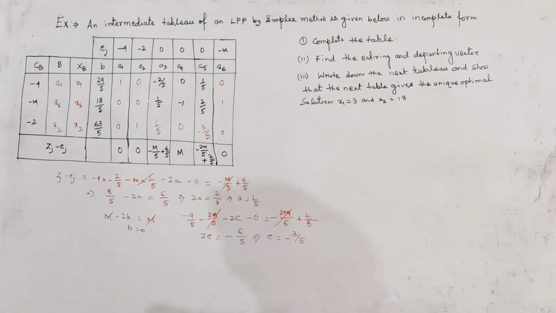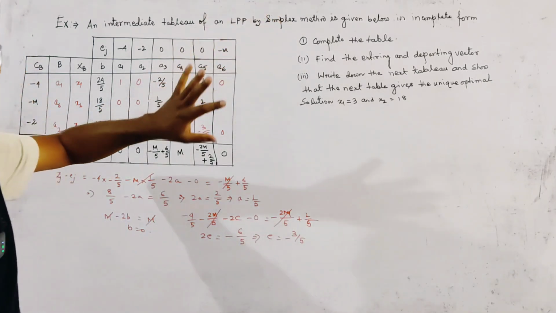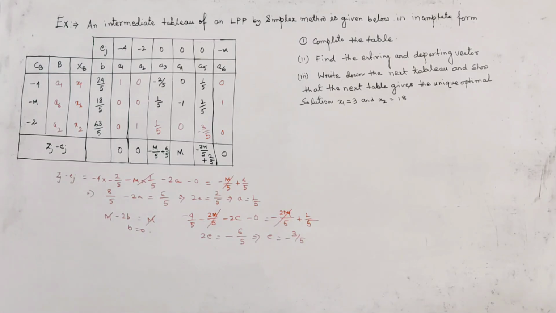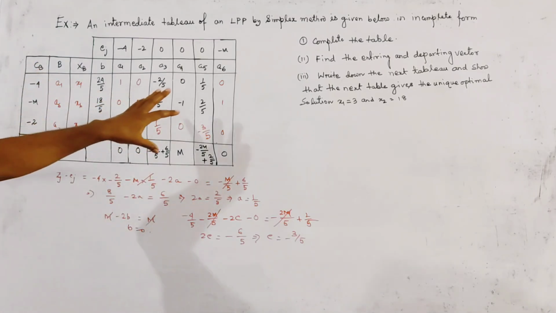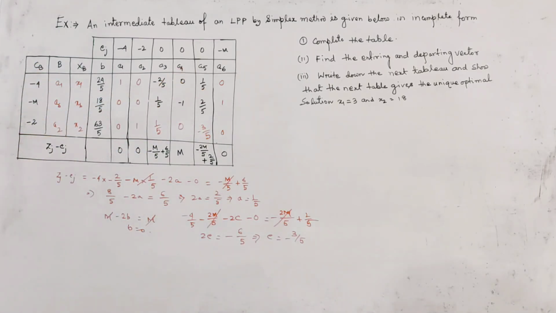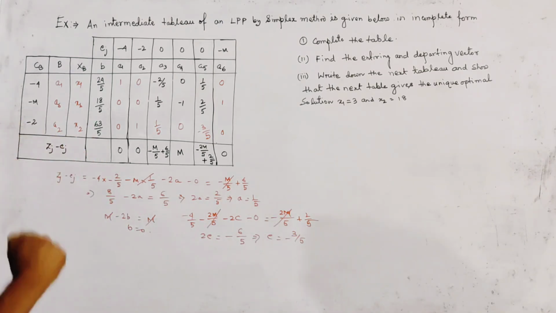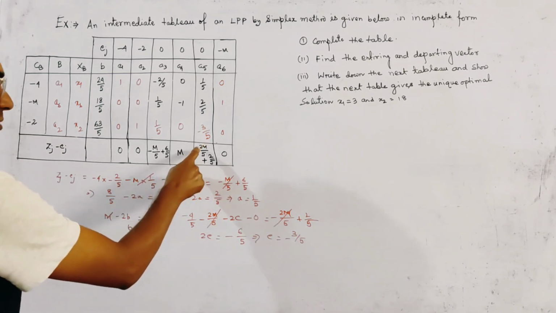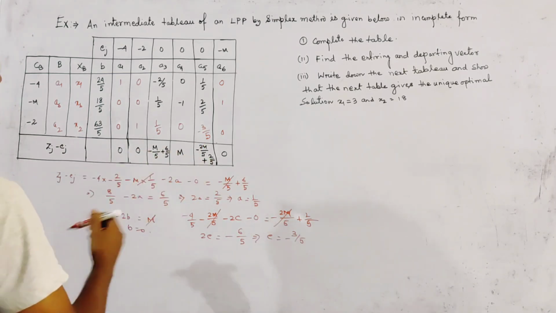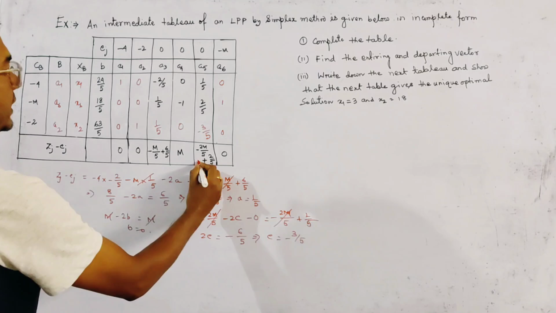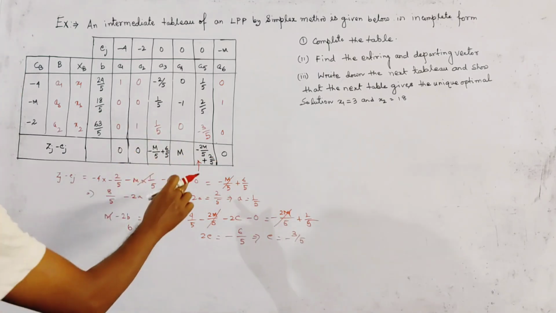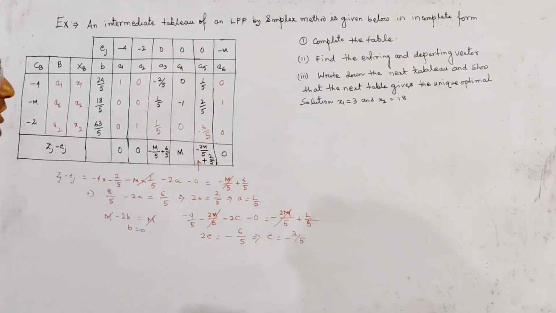Now we have already done the first part, completing the table. This is the complete table. We write the blank places in red color to understand better. Now it is clear that the most negative net evaluation, which is clearly -2M by 5 plus 2M, is the entering vector, that is, this vector enters the basis.